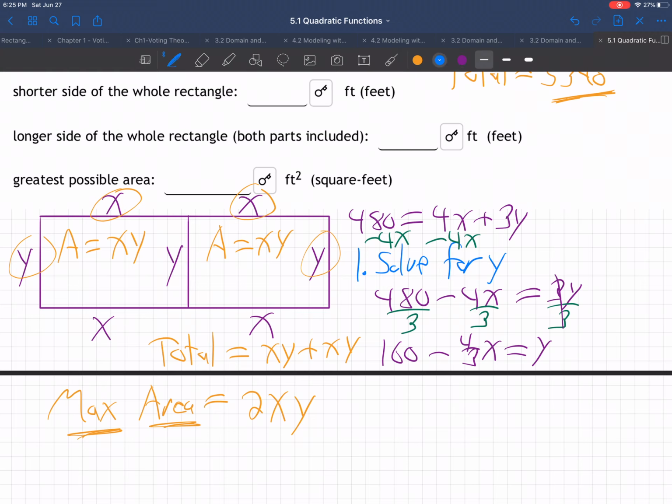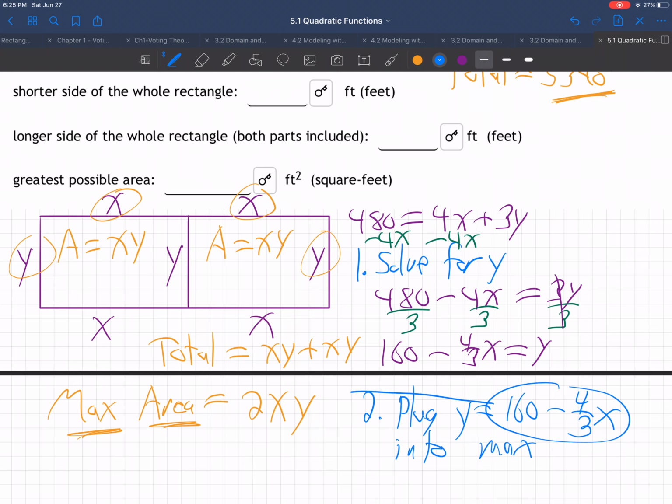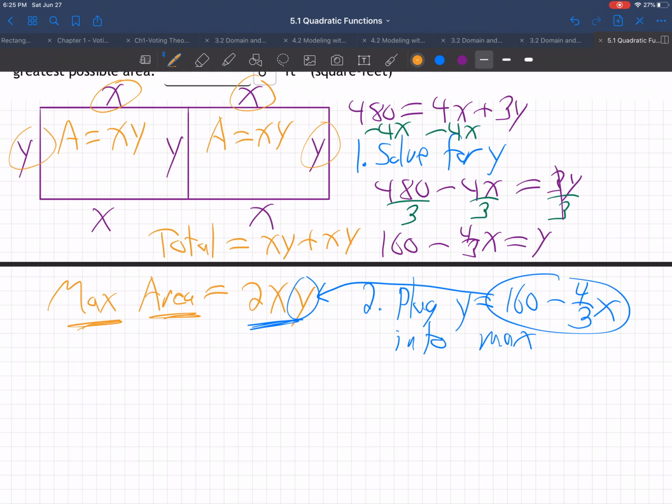That's step one. Step two, plug y equals 160 minus 4/3 x into the max equation right there for y, because we want to get the max equation to only have one letter. So what do we have now? The area is 2x times y, and what is y? It's this, 160 minus 4/3 x. So there's our area formula.